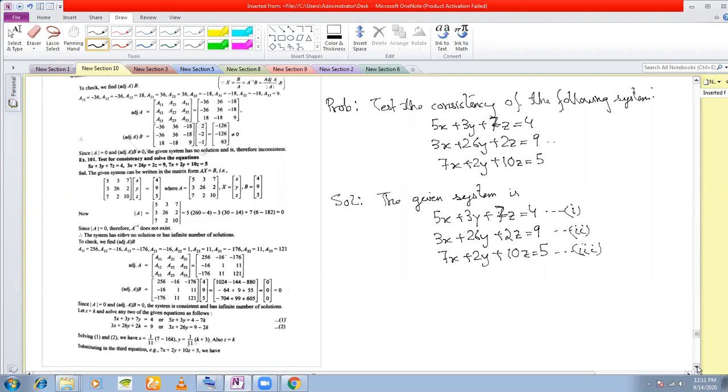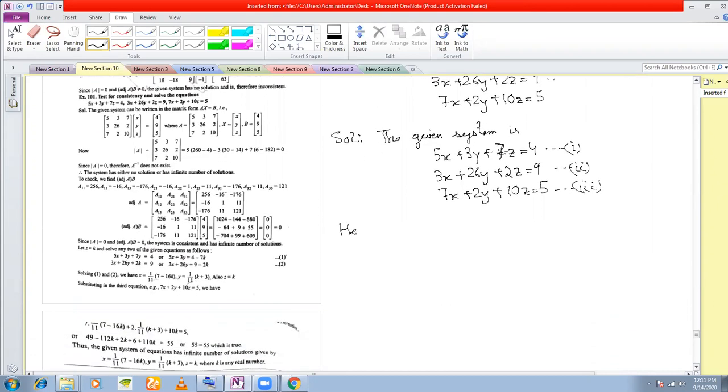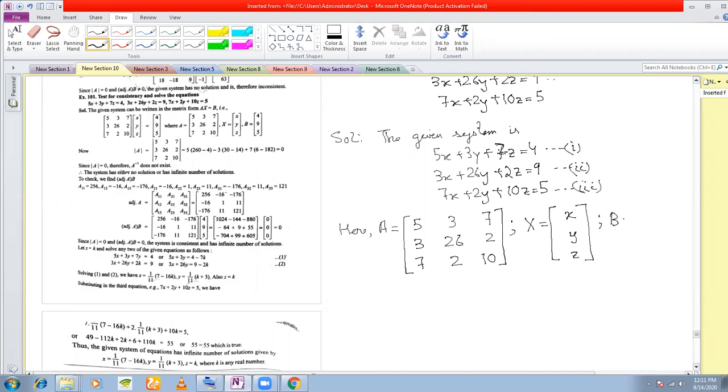Okay, we construct our matrices here. First, what is the matrix A? Take the coefficients of x and y and z, you construct the matrix A. So you have 5, 3, 7, 3, 26, 2, 7, 2, 10. Next the matrix X. X here is x, y, z. Next we construct the matrix B. The matrix B here is 4, 9, 5.